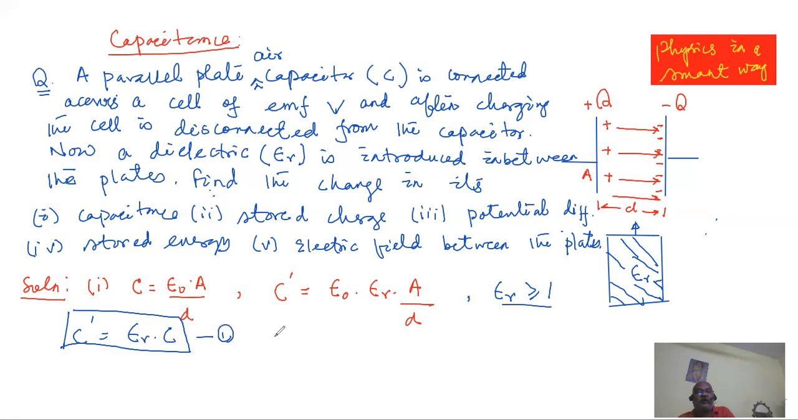Okay, that is the first conclusion. We go to the second bit. The second bit asks about the stored charge. After the dielectric comes in, the initial charge stored on the plates is Q, and after the dielectric comes in, that is Q dash. So thereby Q, as you know, after you charge the capacitor and disconnect the battery, that becomes isolated.